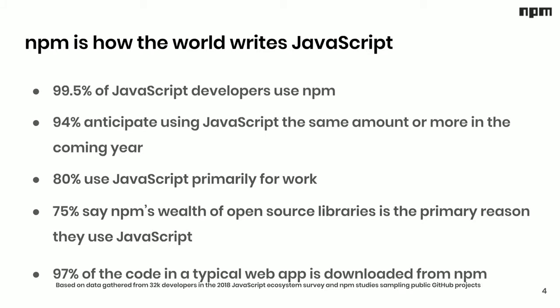And it turns out that, again, most people who use JavaScript use NPM as its package manager. It wasn't that long ago when the way you used JavaScript was to add a script tag to your HTML pointing to a JavaScript file hosted on some external server, but we've come a long way from there. Today, 99.5% of JavaScript developers use NPM to manage their JavaScript. And of people who use JavaScript today, 94% anticipate they're going to use the same amount or more in the coming year. So not only is JavaScript ubiquitous, but it's becoming even more ubiquitous.